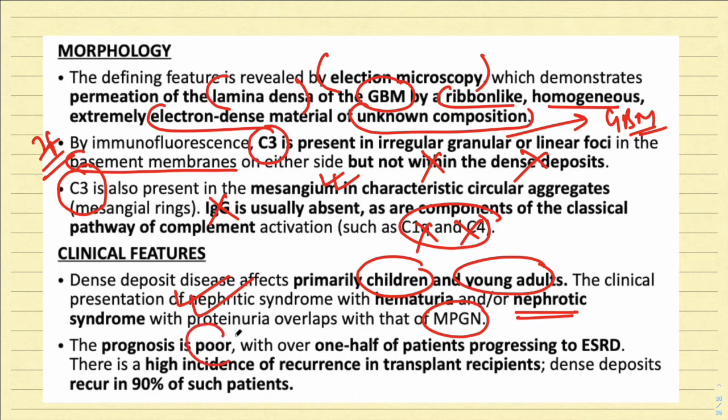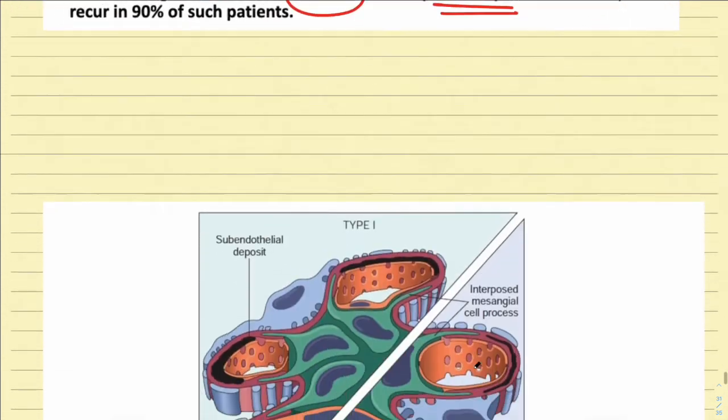The prognosis is quite poor, with one half of the patients progressing to end stage renal disease. There is a high incidence of recurrence in transplant recipients. Dense deposit occurs in 90% of such patients who have recurrence.